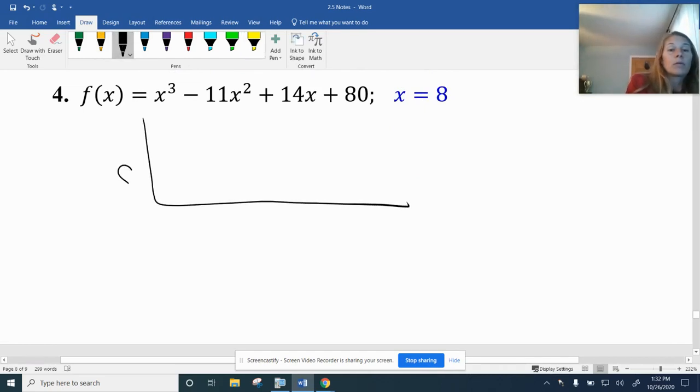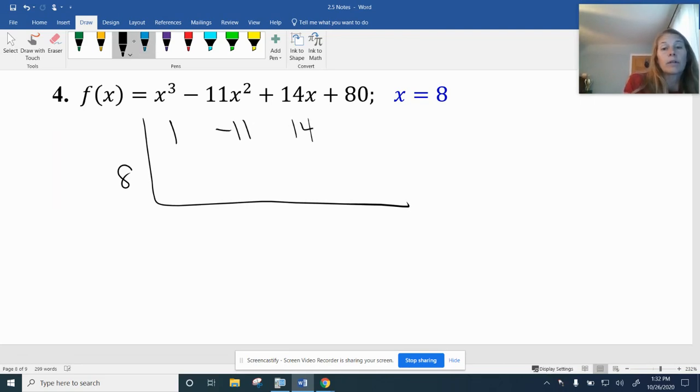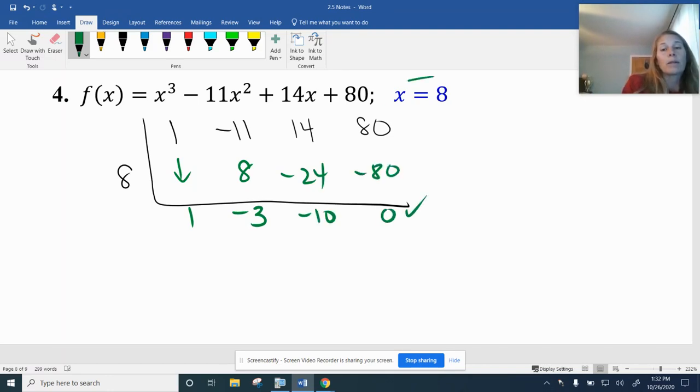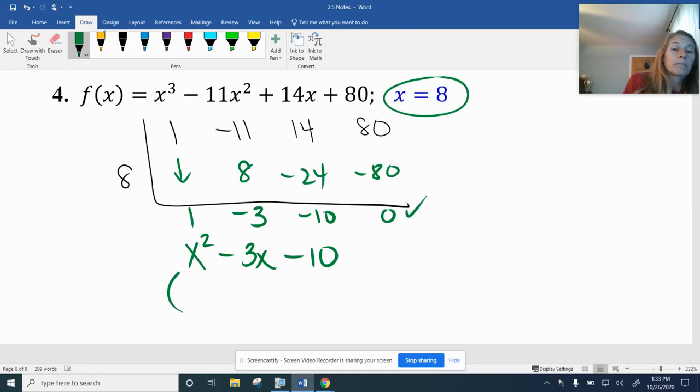Okay, so then this one, we're going to put our 8 out front. 1, negative 11, 14, and 80. Dropping the 1 down. 1 times 8, adding those up. Negative 24, adding those up. Negative 80, adding those up. Okay, so the 8 is now confirmed. This is x squared minus 3x minus 10.